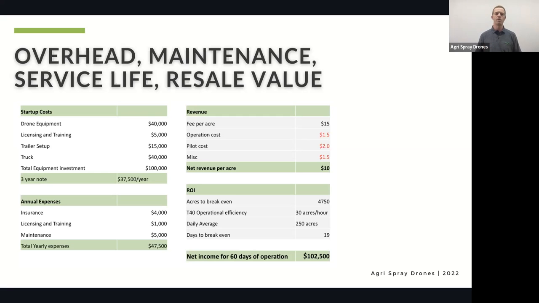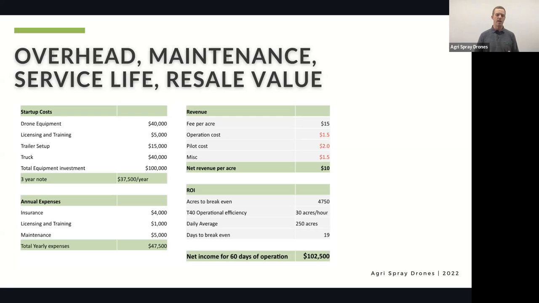And then we look at the revenue side. We found that most of our operators across the Midwest, at least when we're looking at fungicide on corn, we have to keep it specific here. Fungicide on corn, we're looking at a 2-gallon rate, about $15 per acre is what they were charging. Some more, some less. It just depends where you're at. And so when you break that down, take your expenses out of it, you're looking at about $10 per acre net.